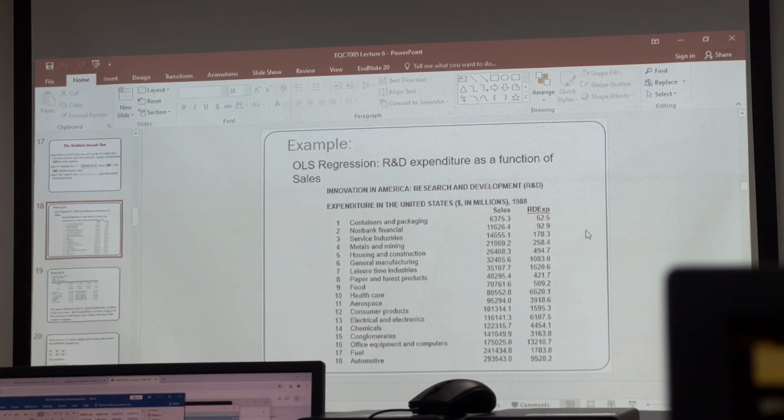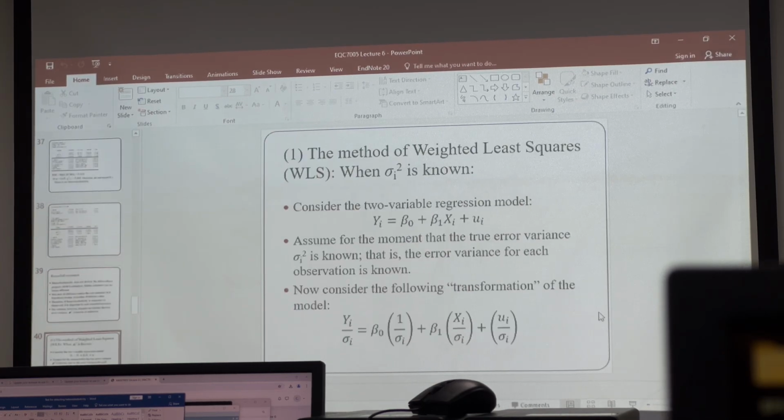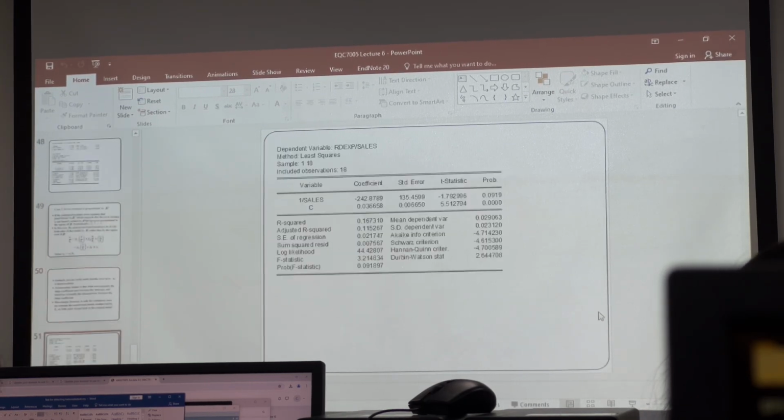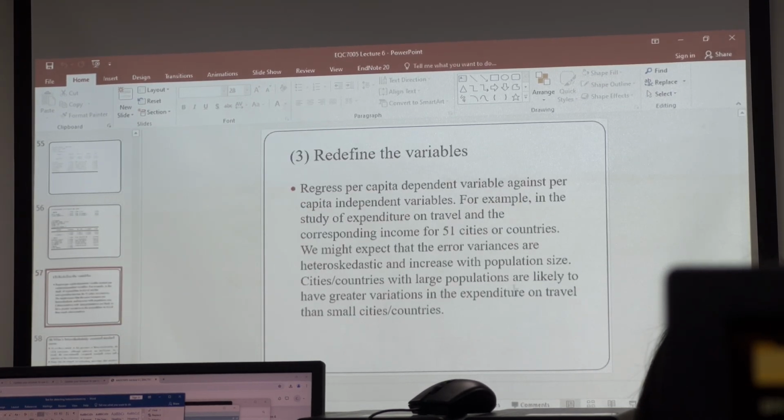You can consider to use the per capita or the average, for example, instead of the total amount, because different sizes of companies have different values of sales. A larger company has larger sales and R&D expenditures compared to smaller companies. So if you have this kind of data, use per capita values and regress them against the per capita values of the other independent variables.